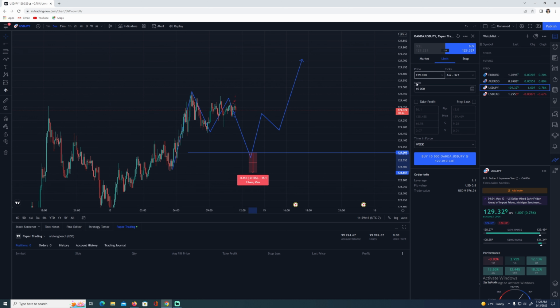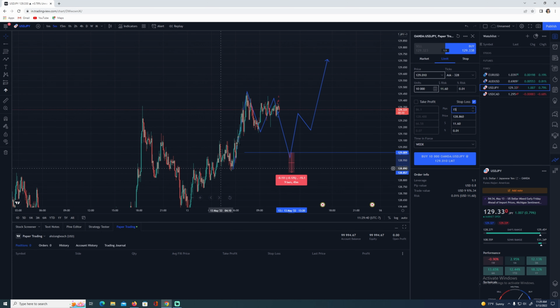So we want to enter. Our limit order is going to be at 129.10. Then it's going to be an order for 10,000 units. And our stop loss is going to be 15 pips. And let's say, because our order is down here and our stop loss is here, if this trend is going to continue, it's going to take out this high. So let's say we want our take profit to be this high, right?